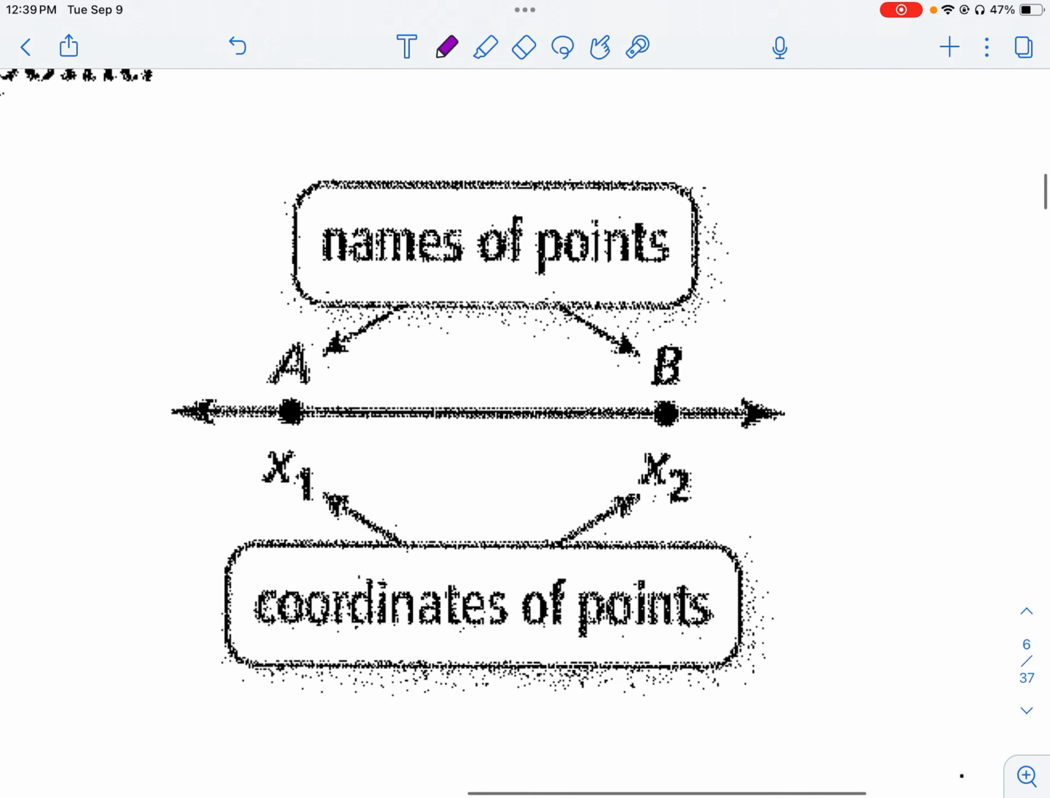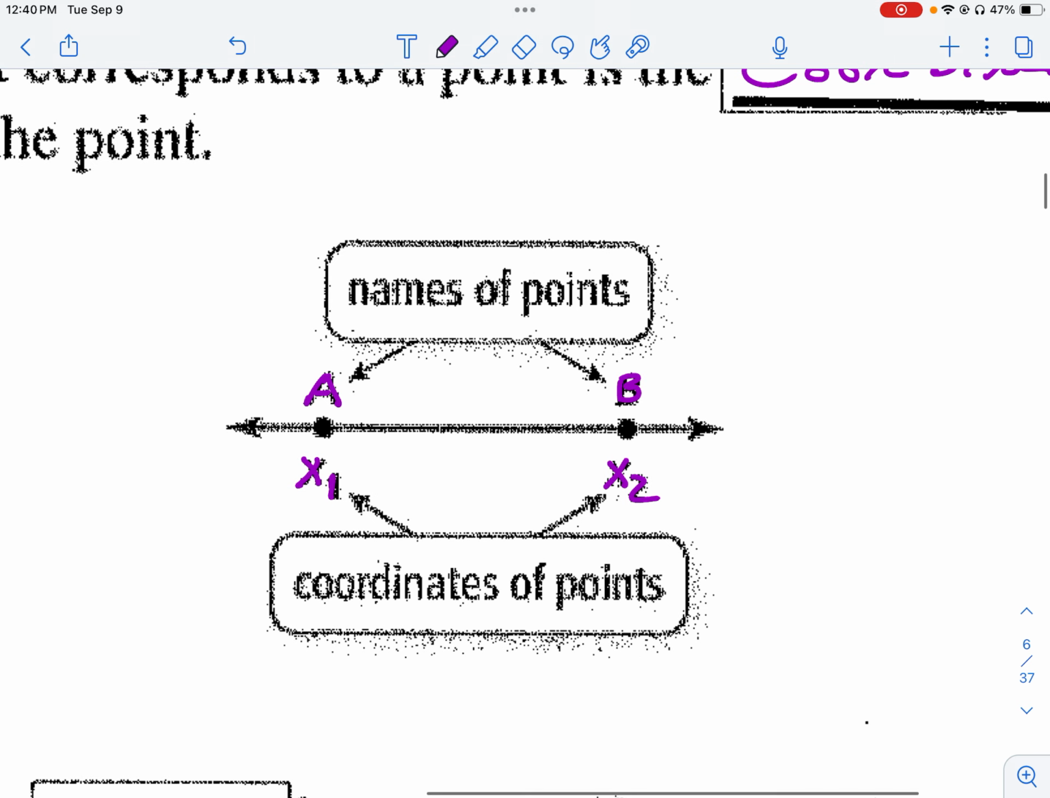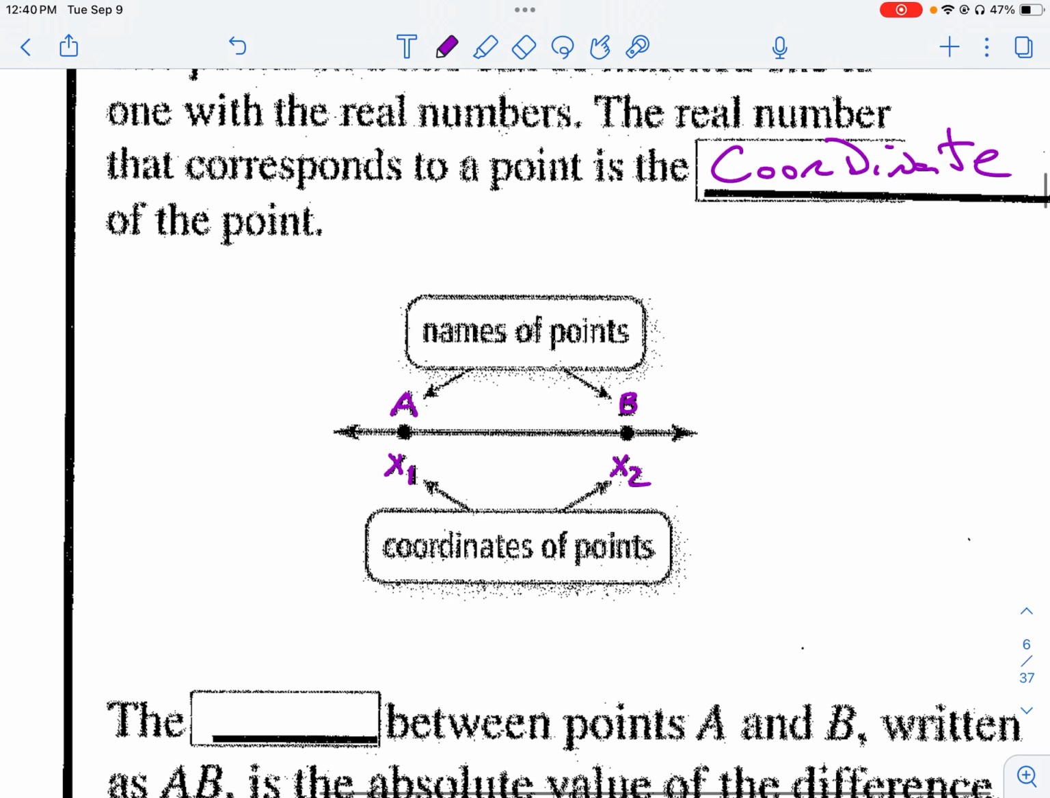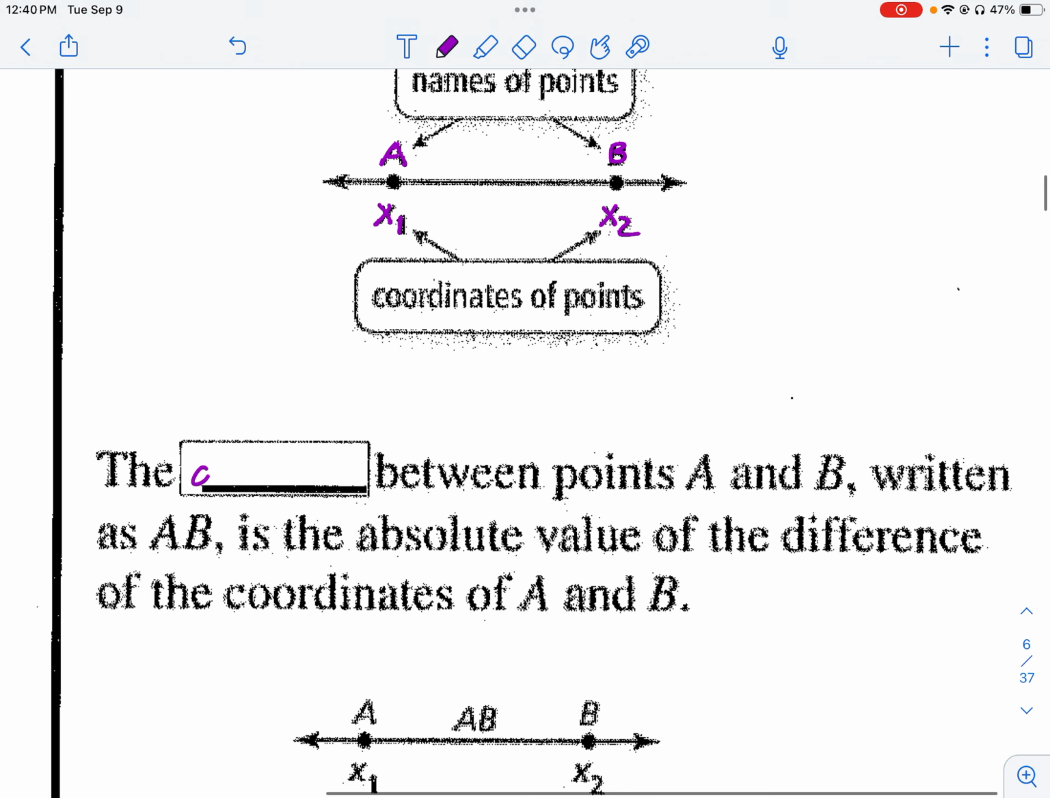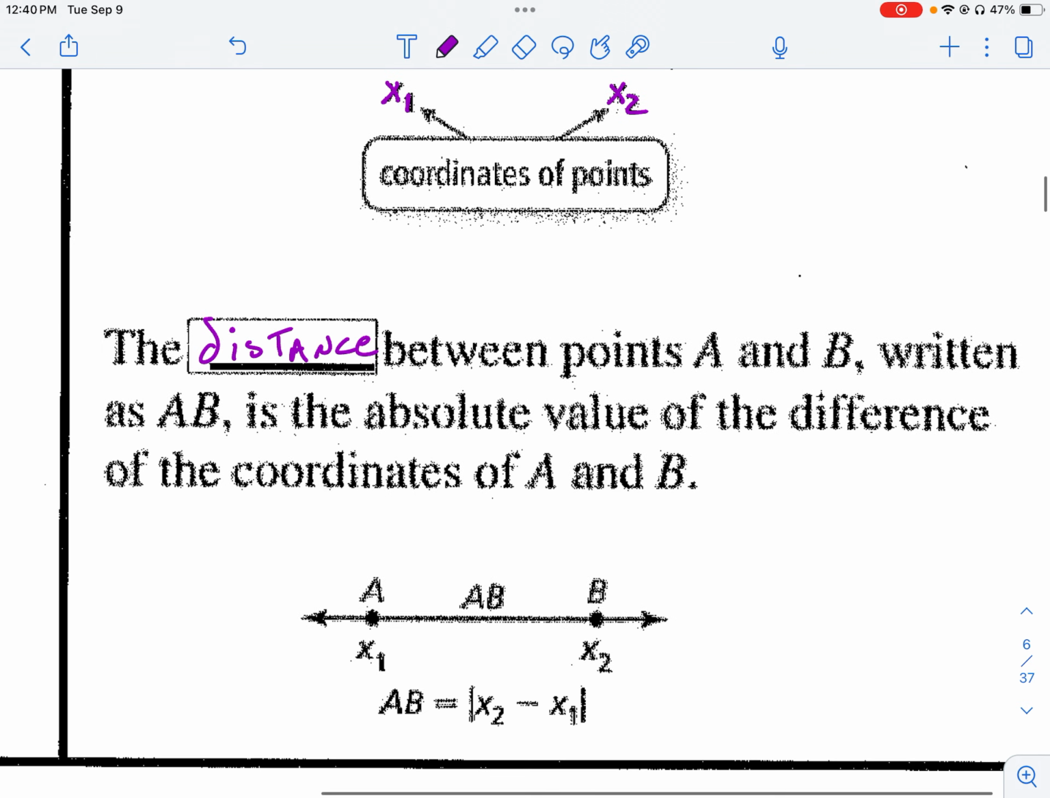So here we have point A and point B. And point A is on x1 and B is on x2. Those are the coordinates. Now the only thing that that information is telling us is that A is in one place and B is in a separate place. That's what the x1 and x2 tell us. A is somewhere and B is somewhere else. So if we want to know the distance between the 2 points, A and B, we write it as AB.